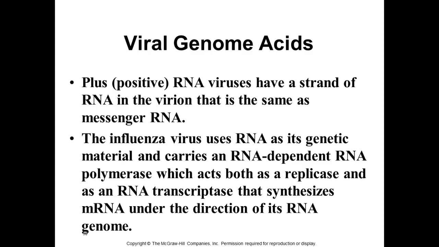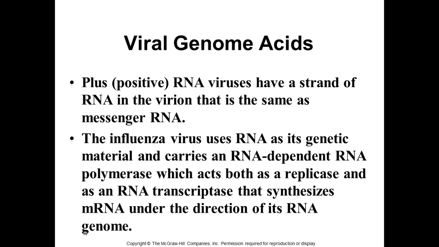And it has an RNA transcriptase. This converts the RNA that it is into messenger RNA. And this is very important because this is what the ribosomes need to make the proteins that are going to make up the capsid, the protein coat. And if it's an envelope virus, which this one is, to make those spikes, those protein components of the envelope.